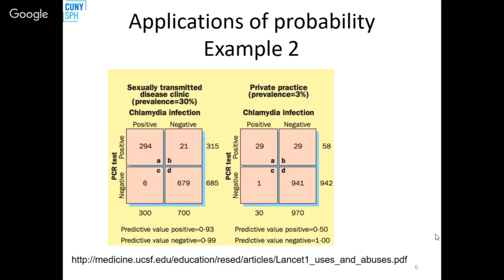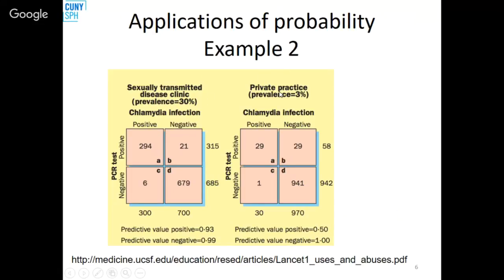Okay, second example. I'm going to start putting some more realistic numbers in here. So in this example, we have a test for chlamydia infection that is being applied in two different settings. The first setting is a sexually transmitted disease clinic where the prevalence of chlamydia is 30%, because the patients who go in there are going to get tested because they believe they are at risk of having received an infection, or they have symptoms.